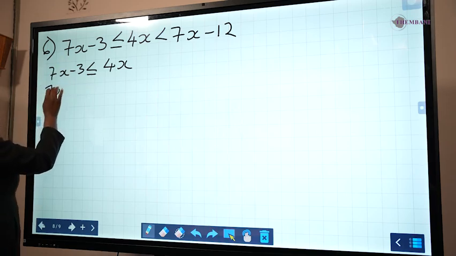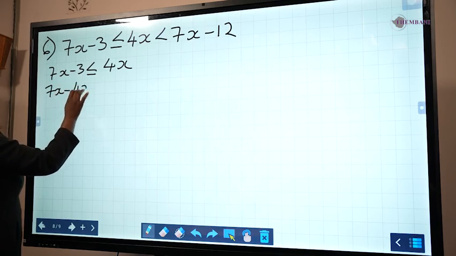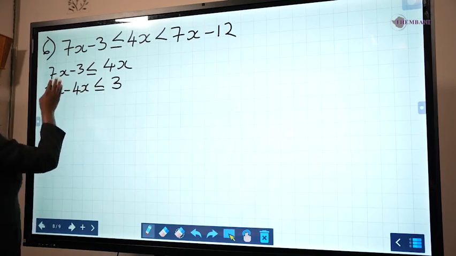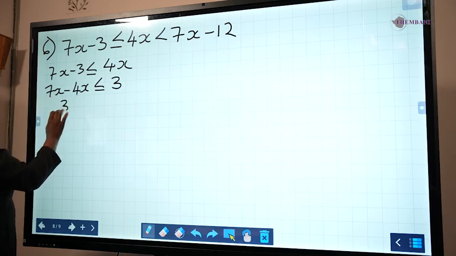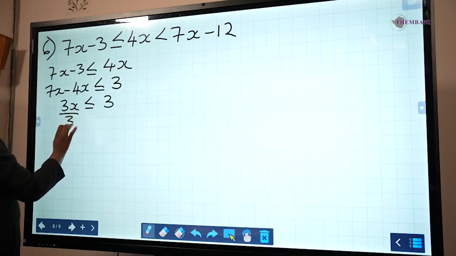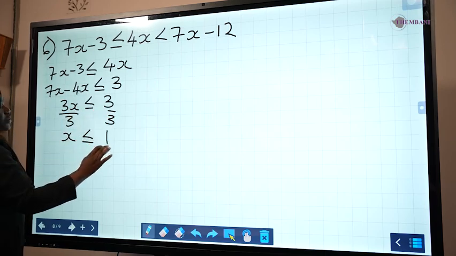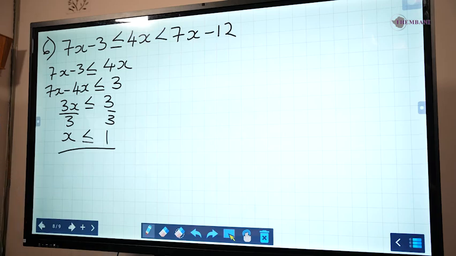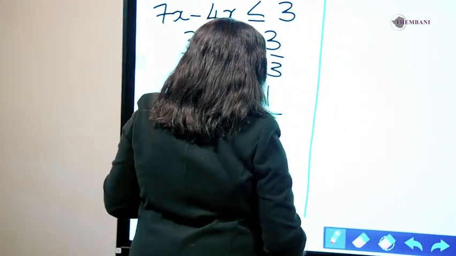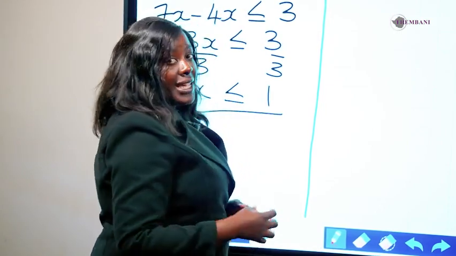So I have 7x minus 4x is less than or equal to positive 3. 7x minus 4x will give me 3x is less than or equal to 3. Then I divide both sides by 3. So x is less than or equal to 1. This is the first solution that I have. Then I'm going to move on and calculate also the other solution for x since it is a simultaneous inequality.